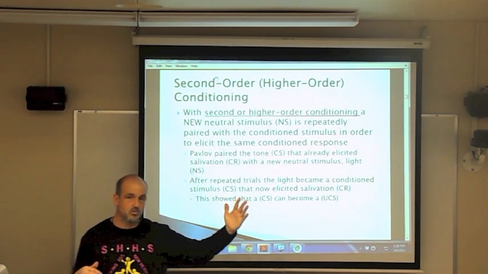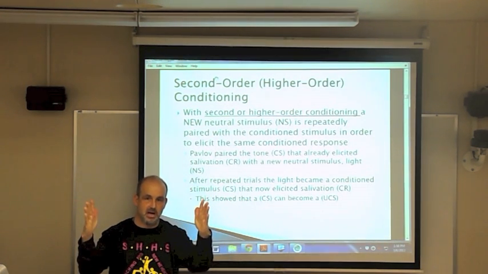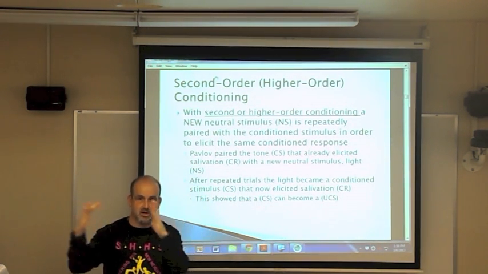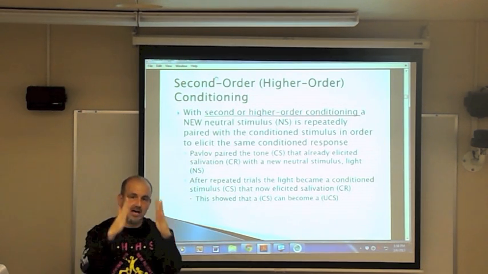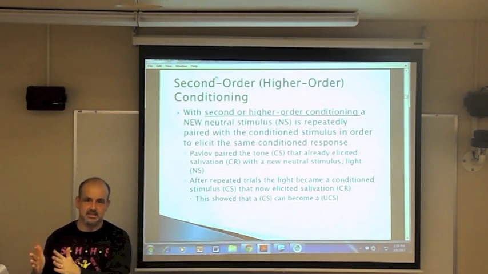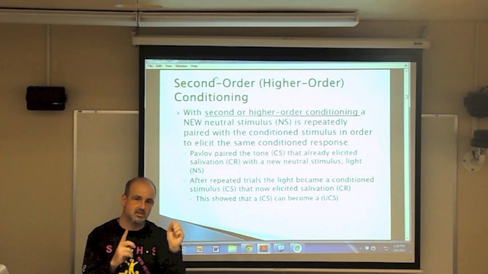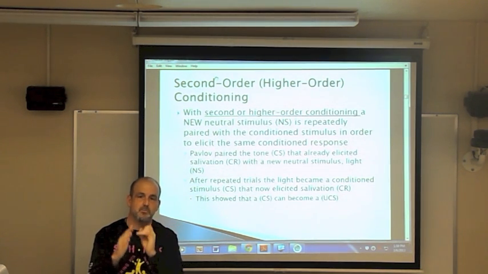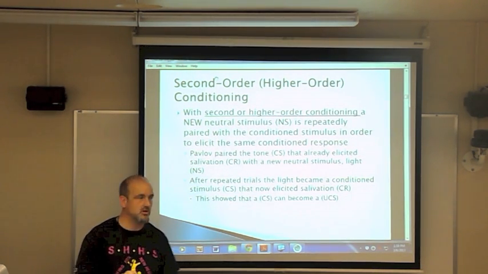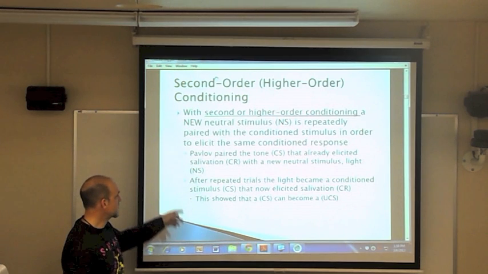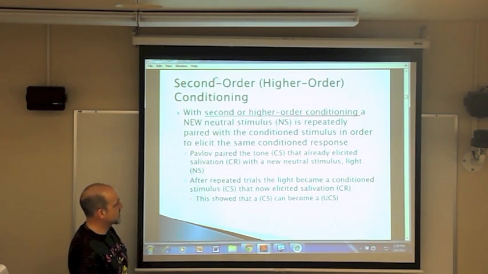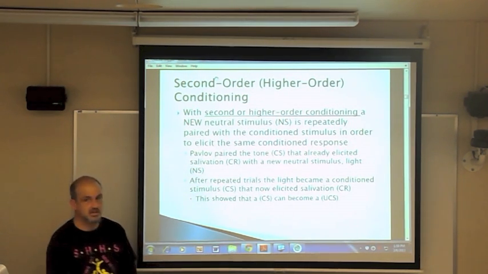So now you had food originally cause salivation. You paired it with a bell. That caused salivation. Now you paired the bell with a light. Now the light causes salivation. So in other words, the conditioned stimulus became another pair for something else to be learned with. Now, after repeated trials, like I said, the light became a conditioned stimulus.